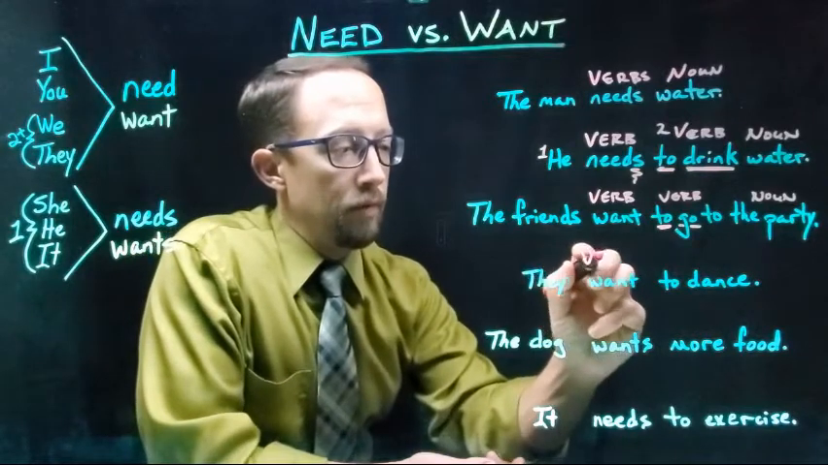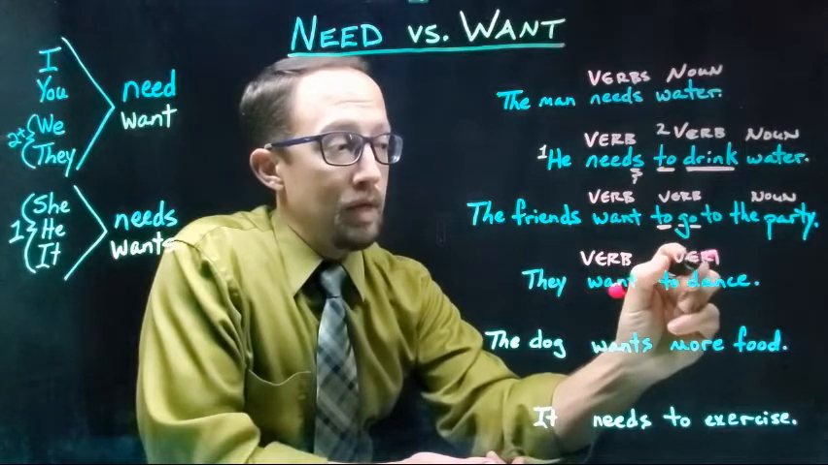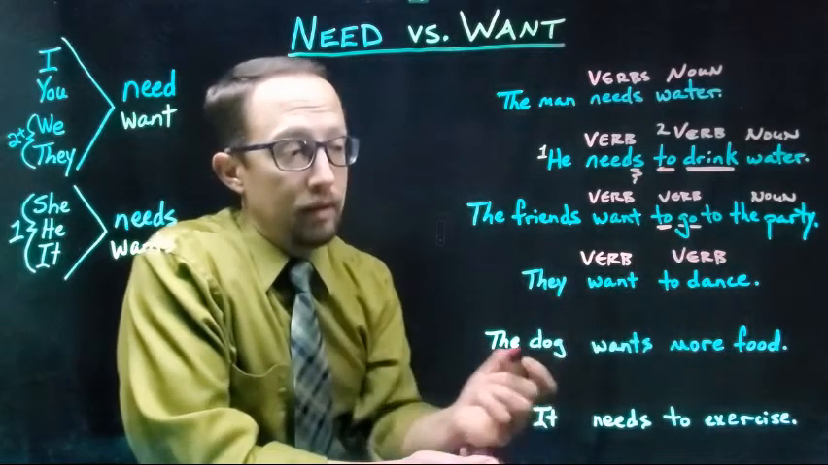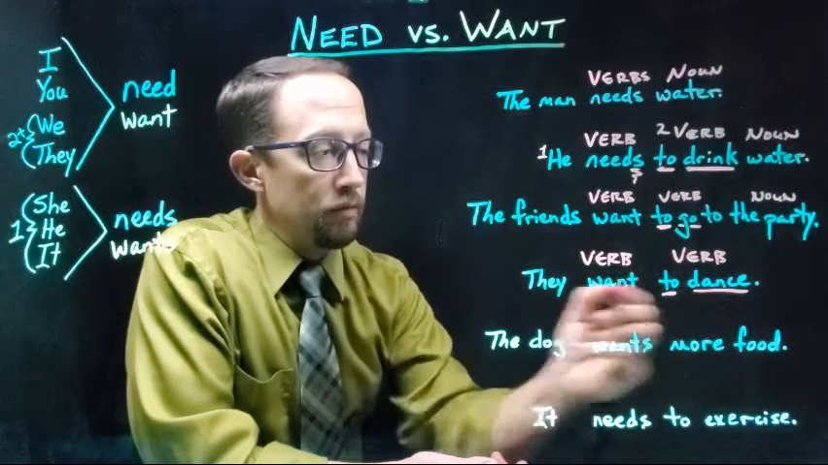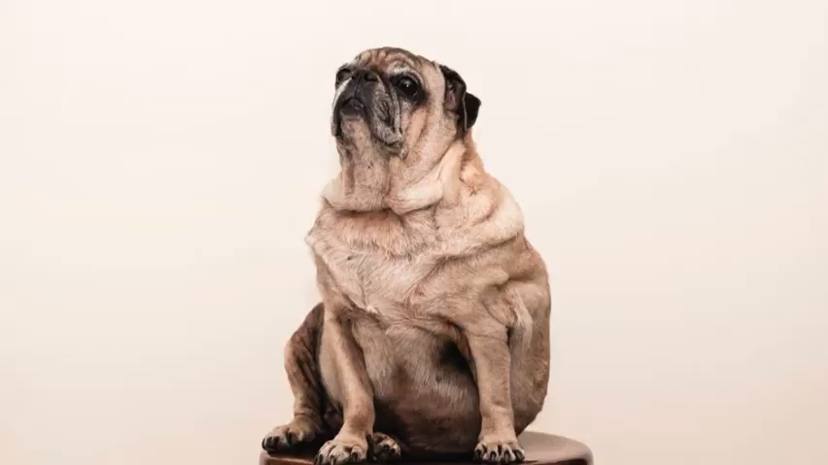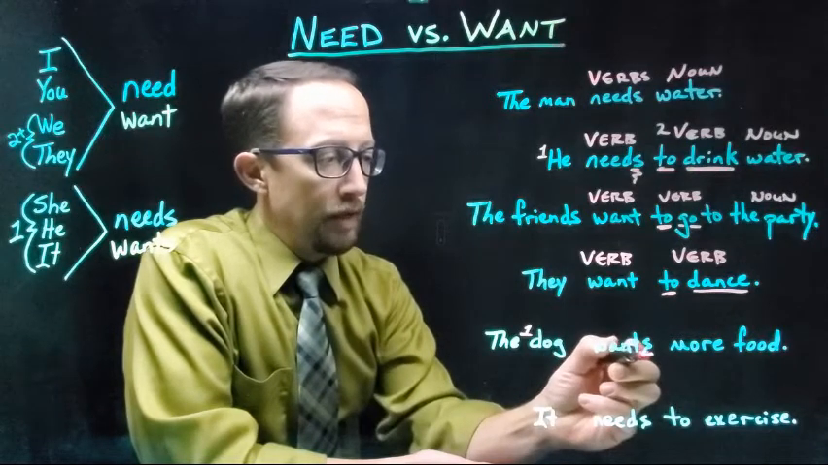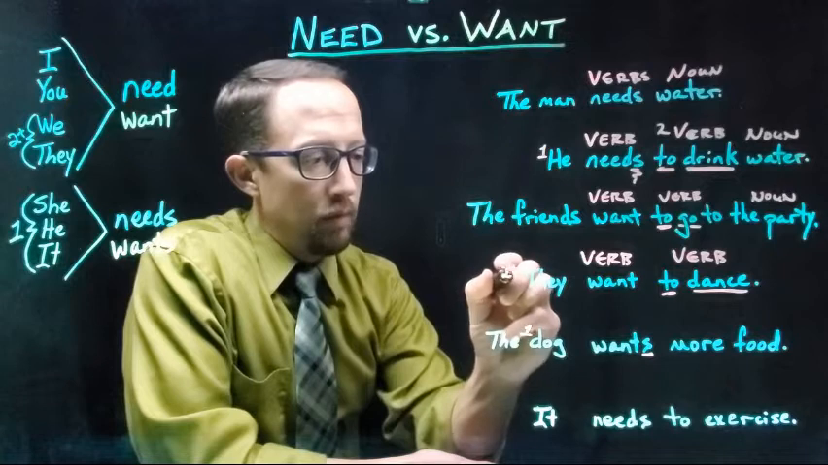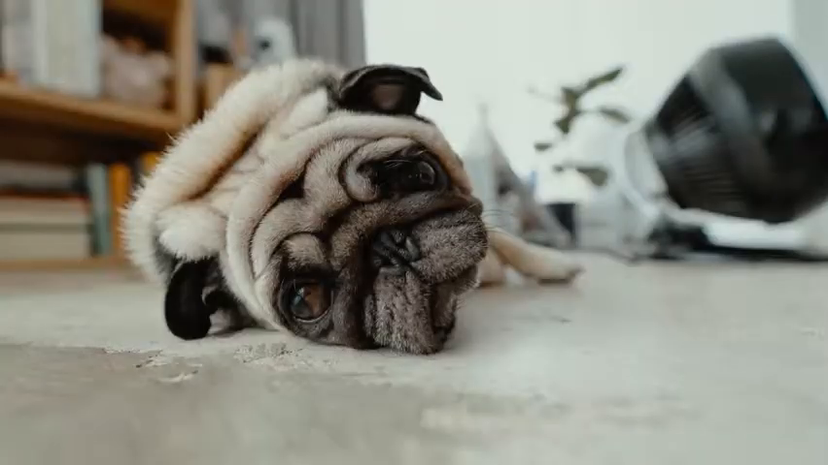You can have just the verb and then another verb also. You do not have to have another word. Like, they want to dance. But again, you always use to and the base verb. The dog wants more food. And remember, the dog is just one. So you have the S. Here you have two or more. So there is no S here. Okay, no S. The dog wants more food.